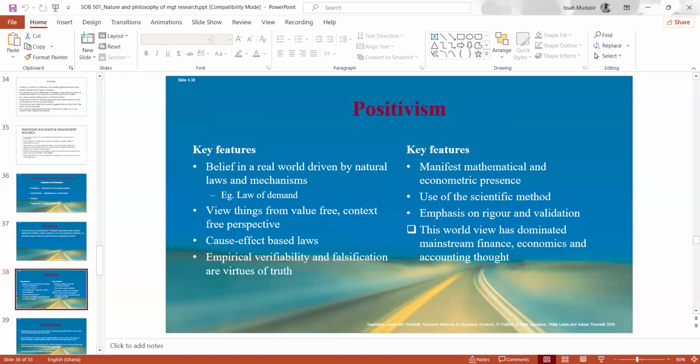Okay? They believe in cause-effect based laws. Okay? So they believe that when you change factor A by this percent, factor B will change by this percent. So it's a cause-effect relationship. Okay? They believe in what we call empirical verifiability. In other words, it is possible for us to verify that when you change something, another thing will also change.